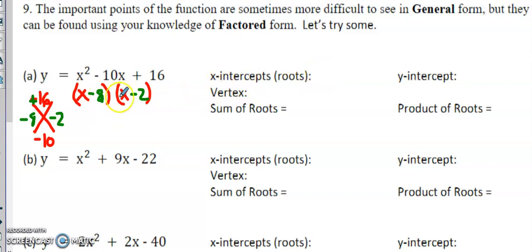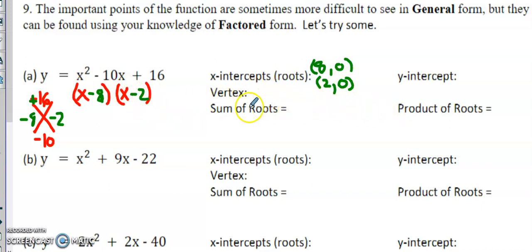So the roots, the first root will be 8, 0. So if I put in an 8 in the first parenthesis, that makes it a 0, and the second root would be 2, 0. So in other words, if I put 2 in the second factor, I get 2 minus 2, which is 0.